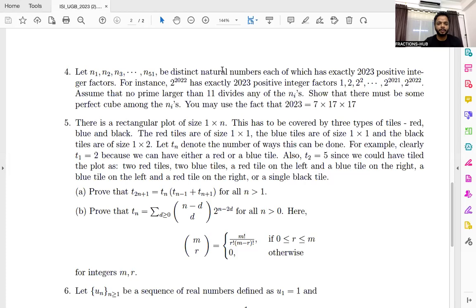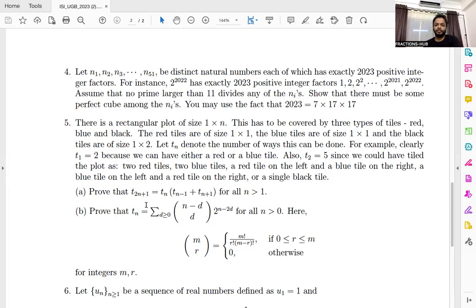So the fifth problem has two parts. The second part is, I would say, intuitive, but let's go through it. You are having a 1 cross n rectangular plot, a single row having n blocks, and there are three types of tiles: red, blue, and black. Red and blue are both 1 cross 1, but the black one is 1 cross 2. So this is involving recurrence.